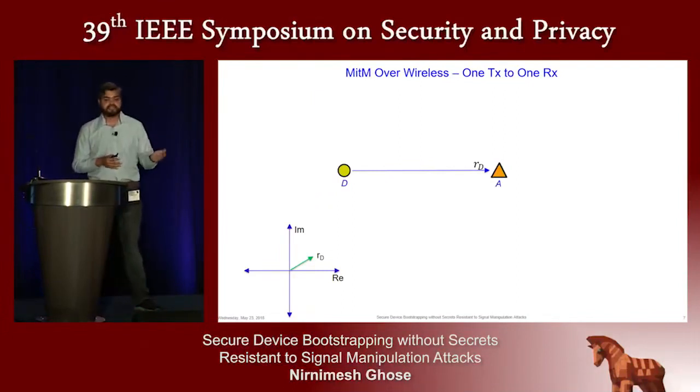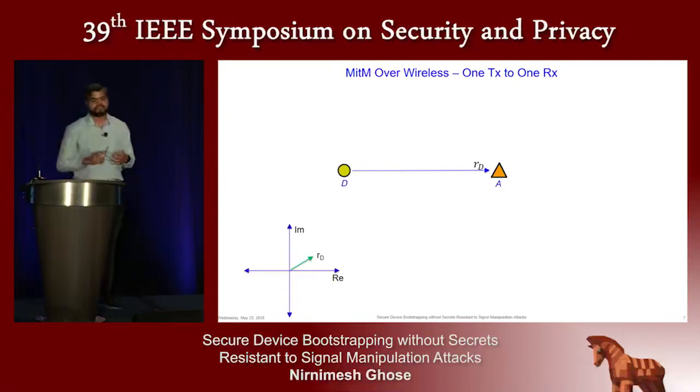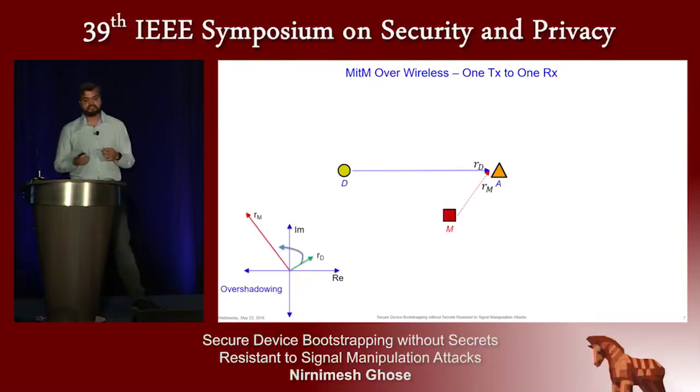In this example, D is transmitting a message such that the signal RD is received at A. And the adversary is attempting to inject its own message such that RM is received at A instead of RD. This can be done easily by an overshadowing attack where the adversary transmits at a higher power. So at A, RM is detected instead of RD.